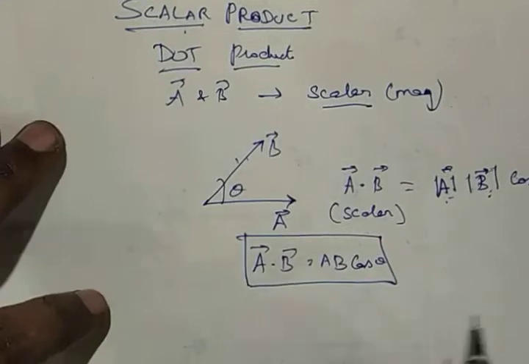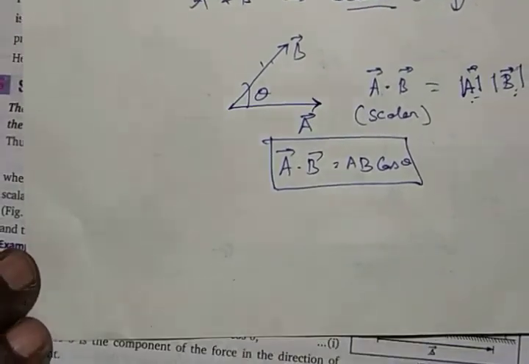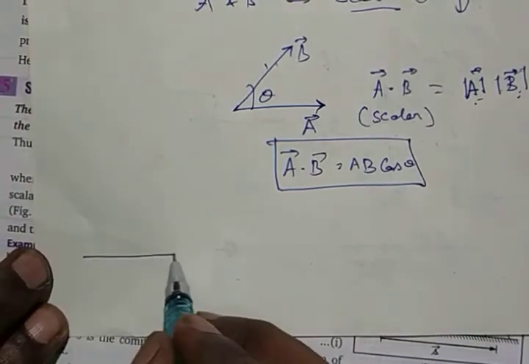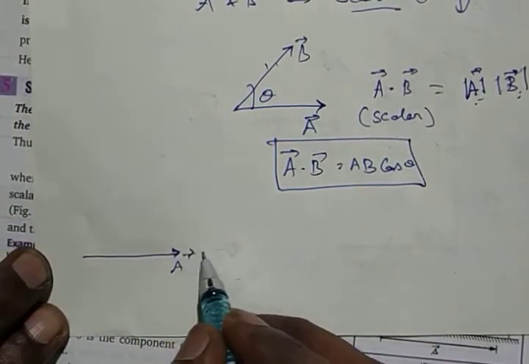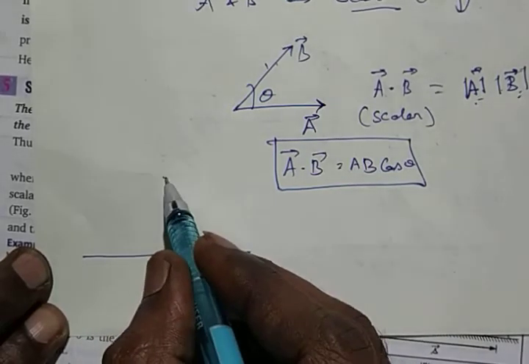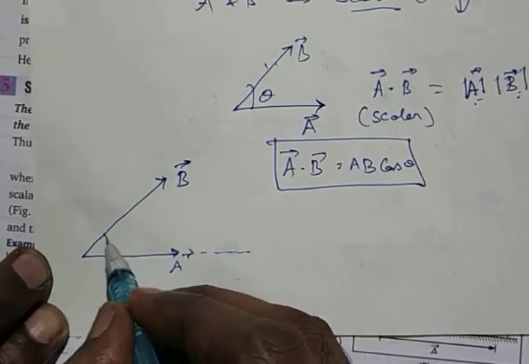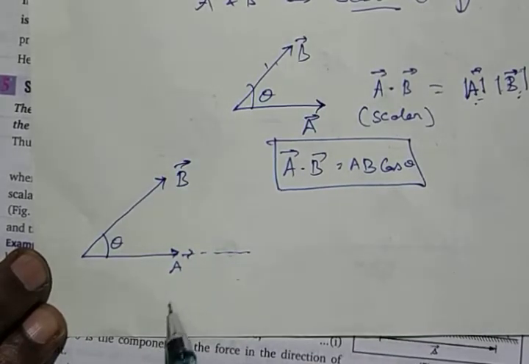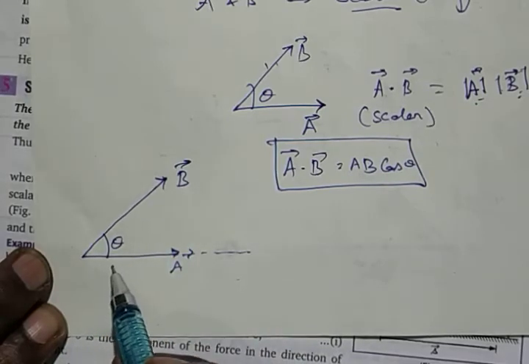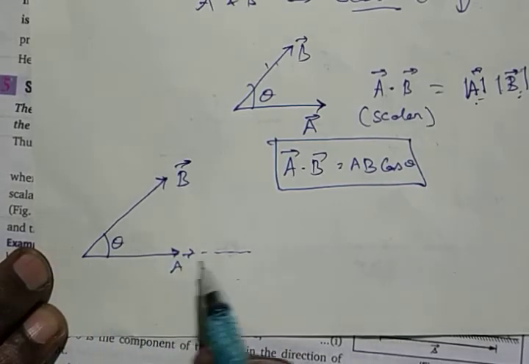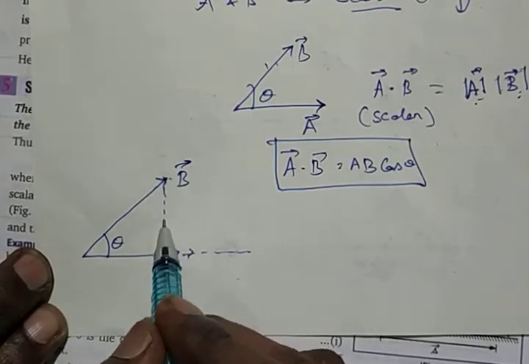Let me draw the same diagram once again. You can draw this diagram for yourself. So, this is A vector, and I can make it a little more elongated. And this is B vector. This is theta. Now, B vector is definitely much longer and A vector is smaller here. Doesn't matter, but these two are getting multiplied.